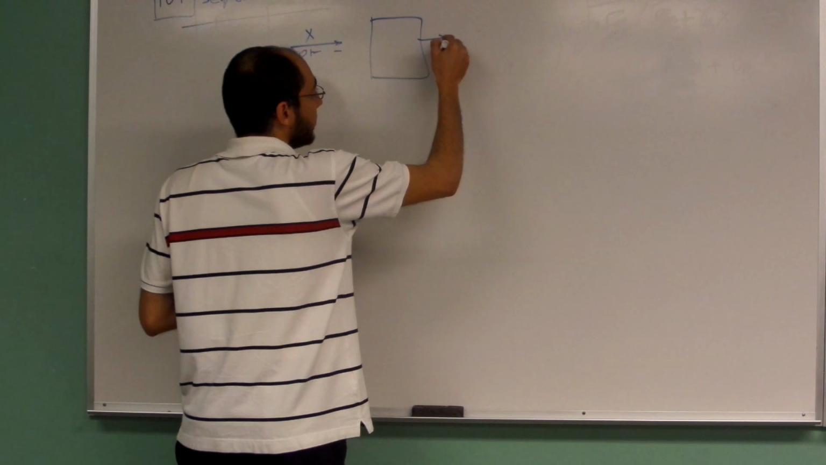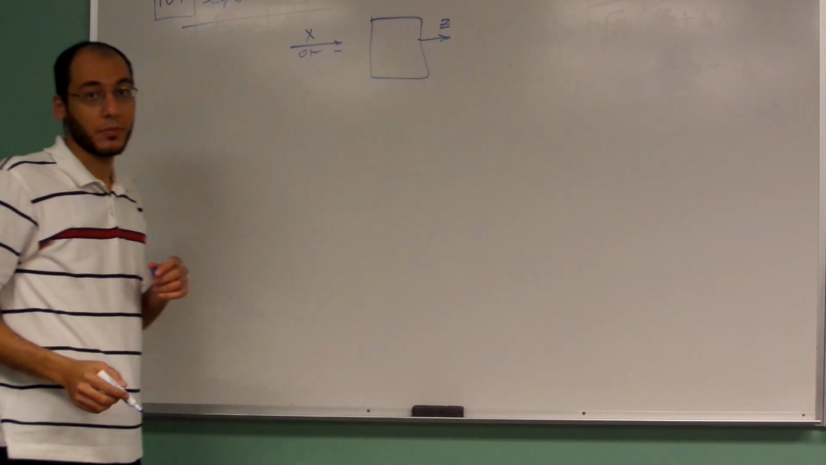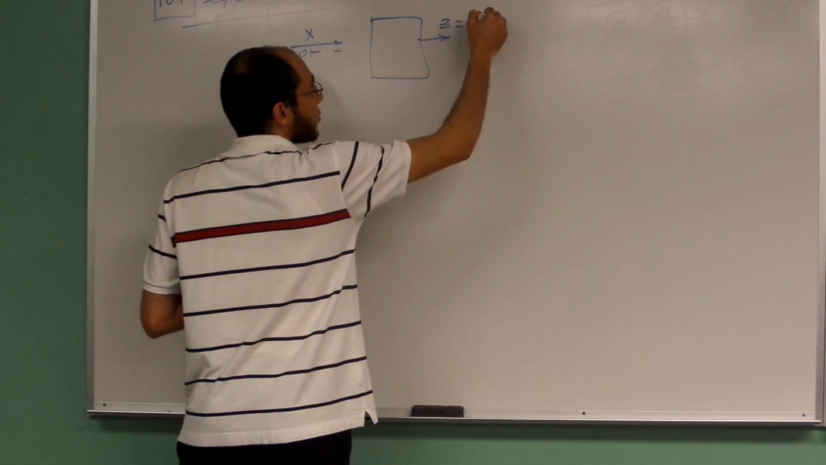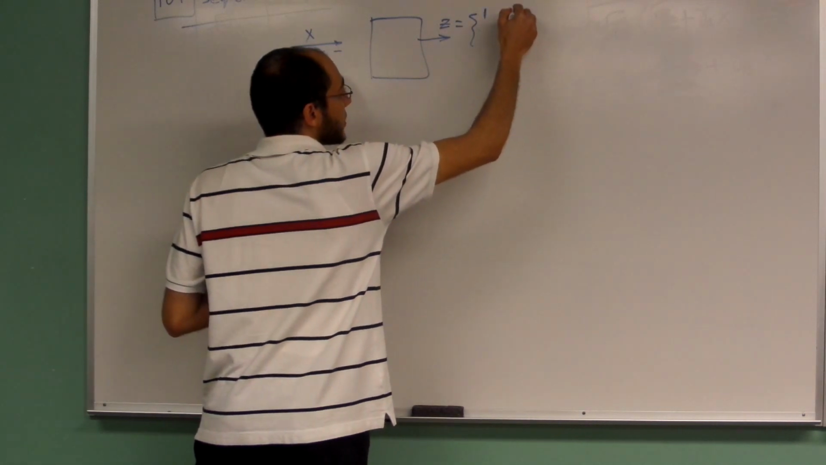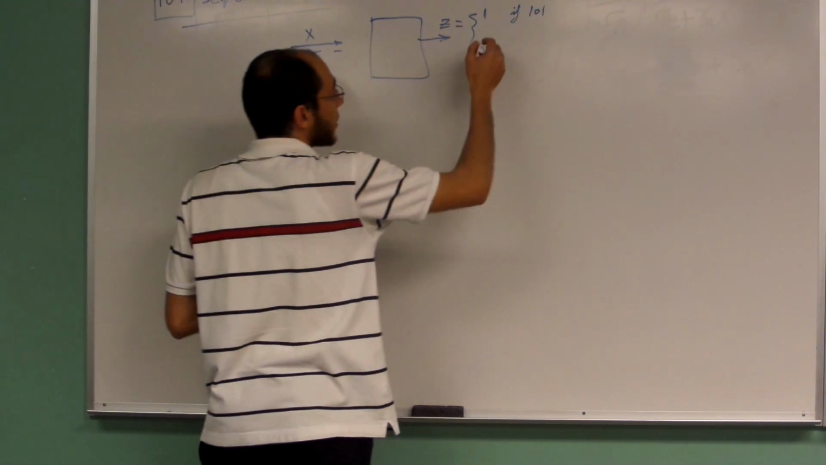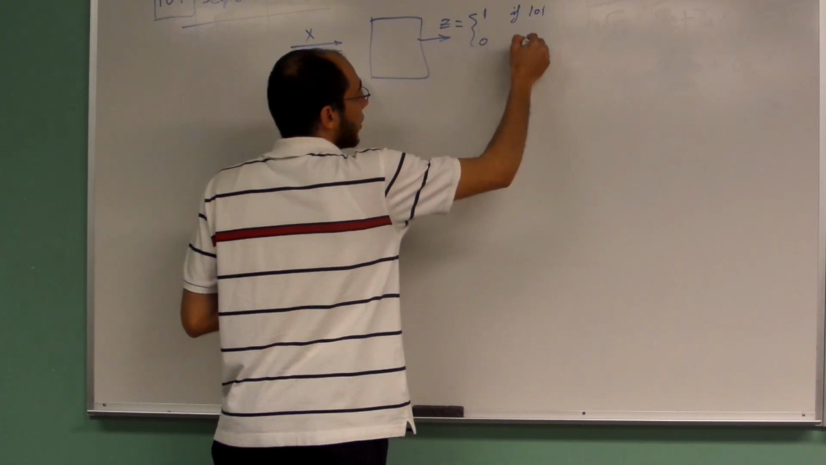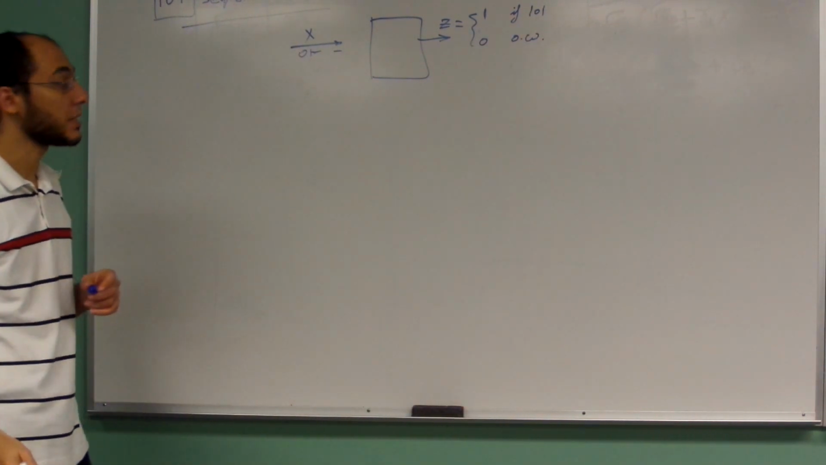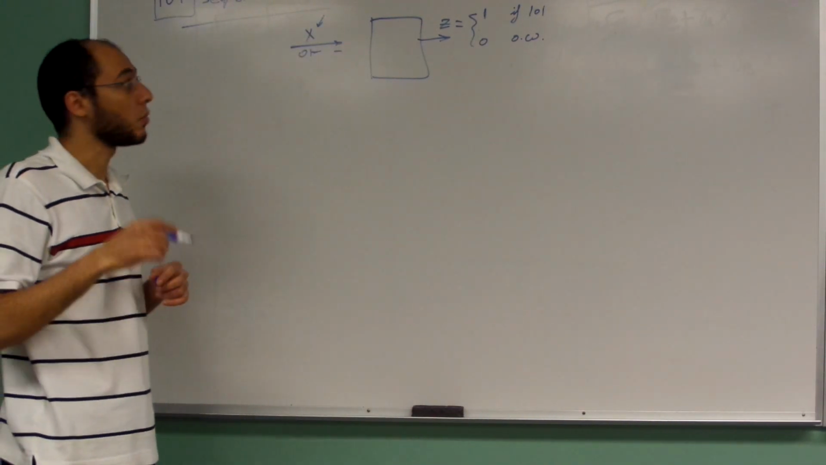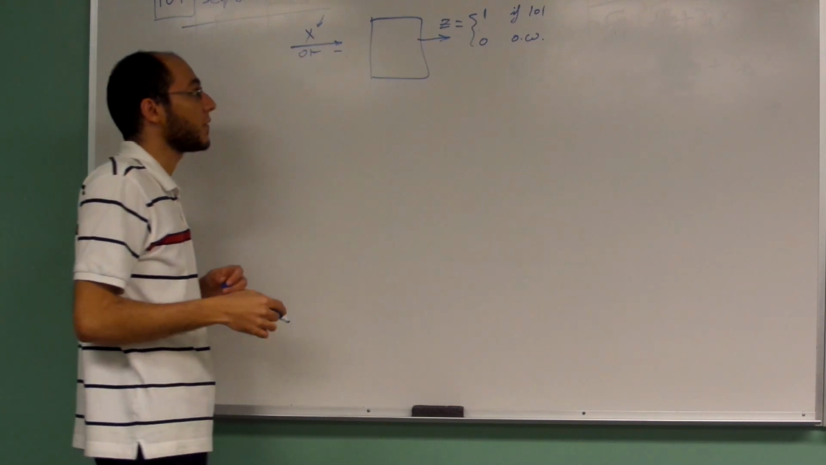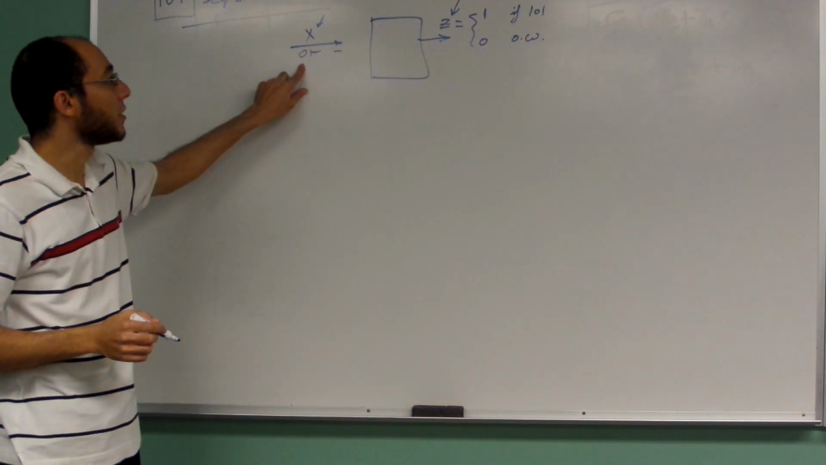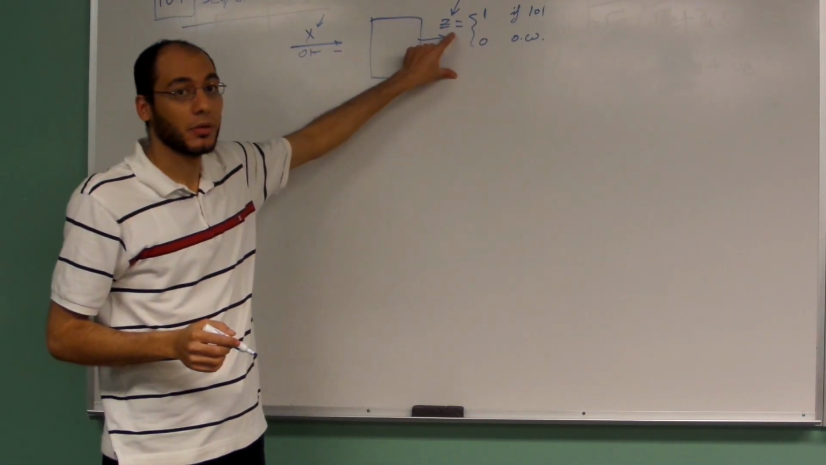And the output is Z, and we want this Z to be 1 if the sequence 101 has occurred, and we want it to be 0 otherwise. So that is what is required. This is the input, a sequence of bits that comes one after the other, and for each corresponding bit, we have an output bit.